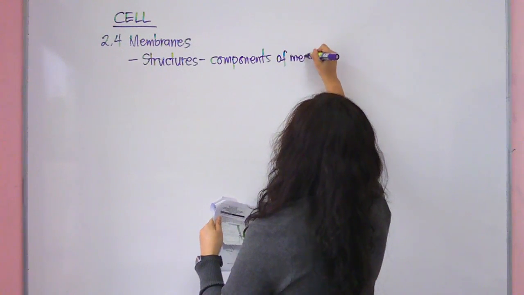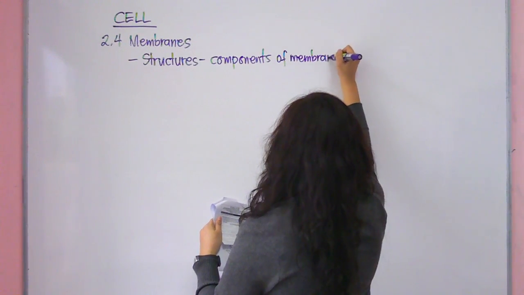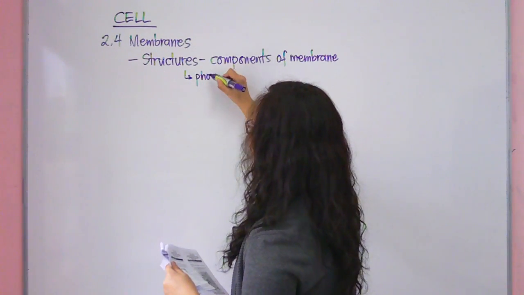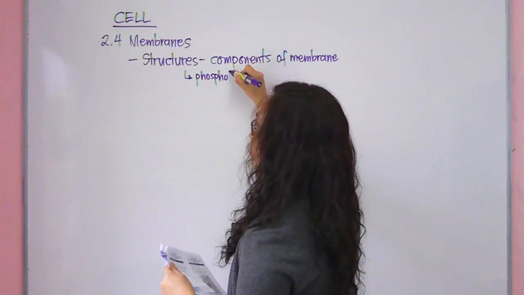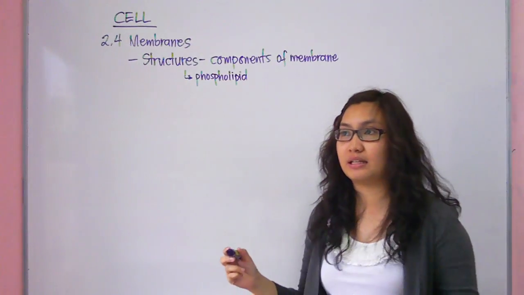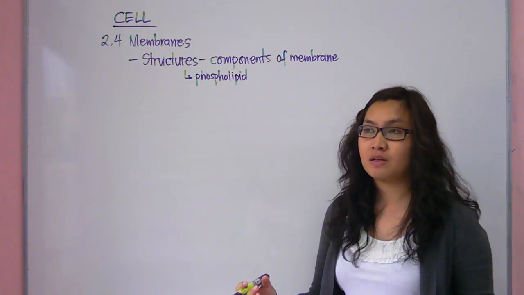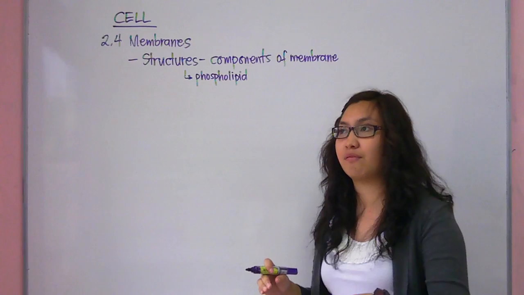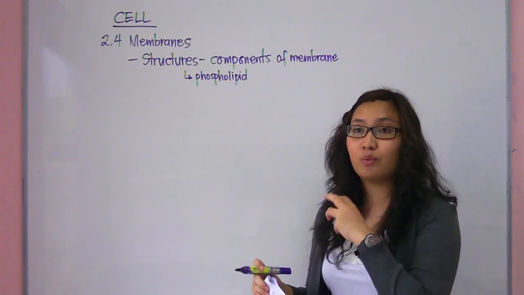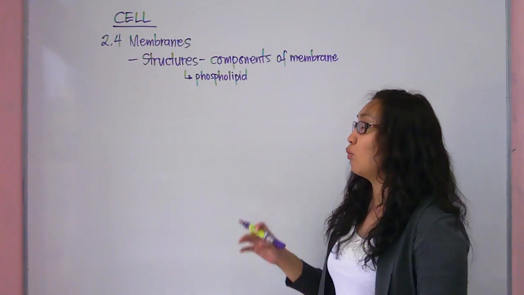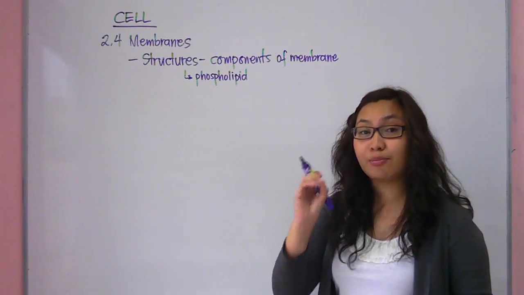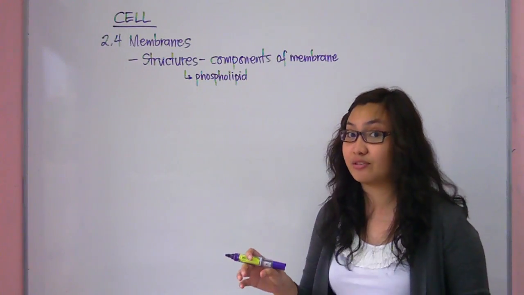For example, we have the phospholipid bilayer. We have to discuss why it is arranged into a bilayer. We should also discuss the chemical structure of a phospholipid. A phospholipid is made up of a glycerol group and fatty acid chains, and one of the features present in a phospholipid is the phosphate group attached to the glycerol group.